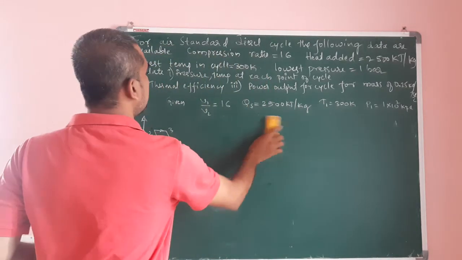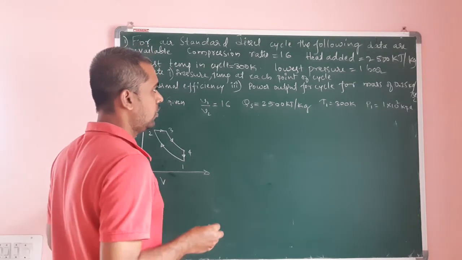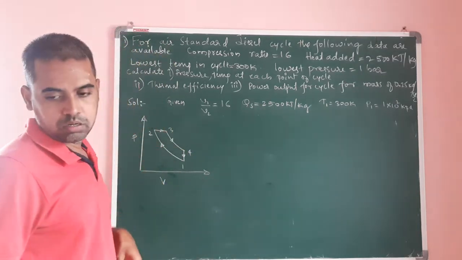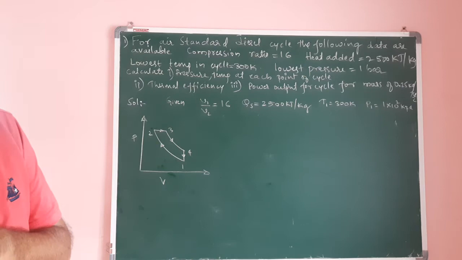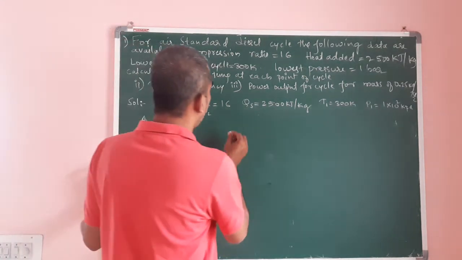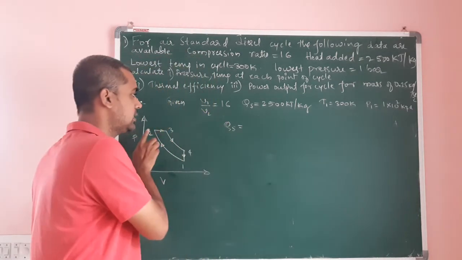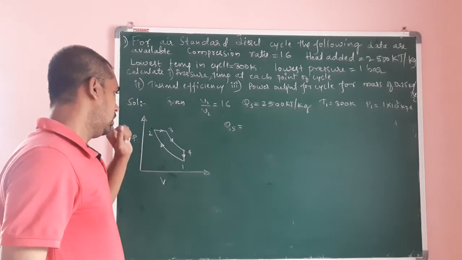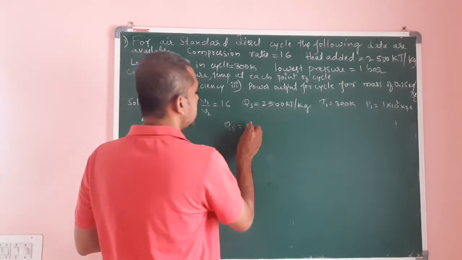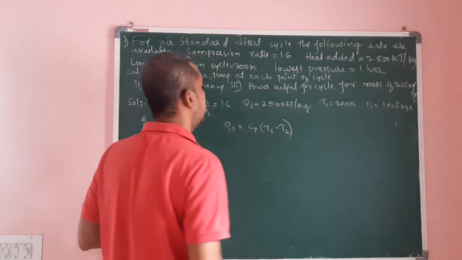This can be calculated in several ways. We can use the PV equal to MRT formula also. Now, to calculate T3, we know QS, the heat supplied. Heat supplied in a constant pressure process is Cp into (T3 minus T2).